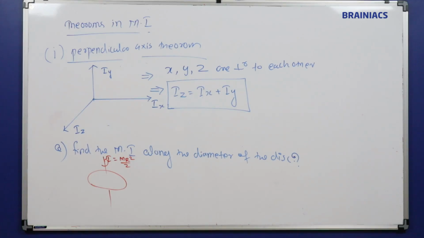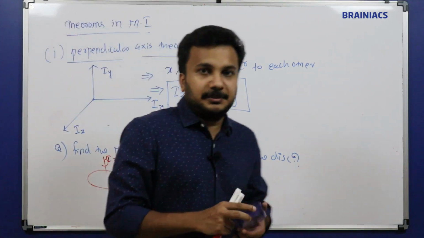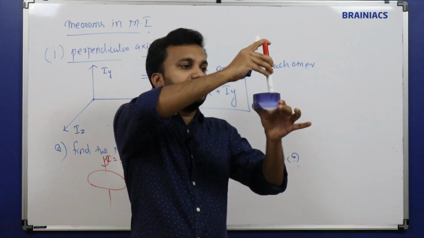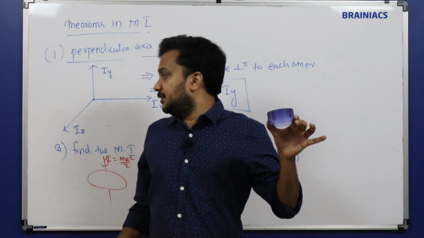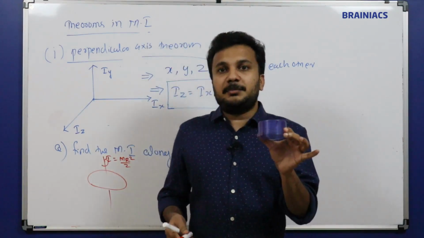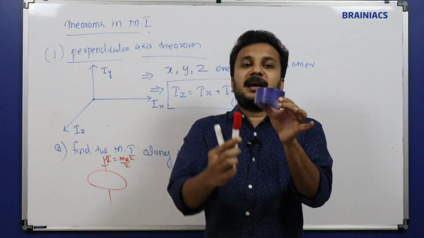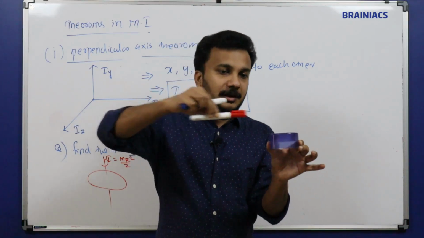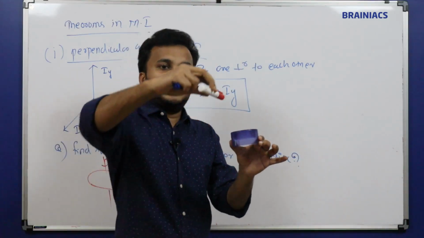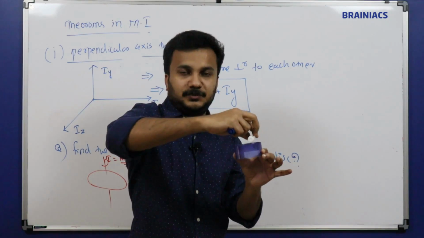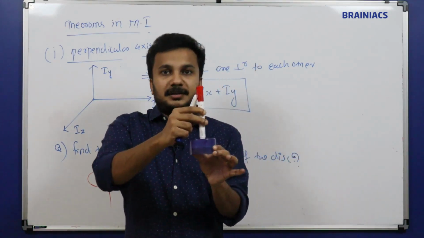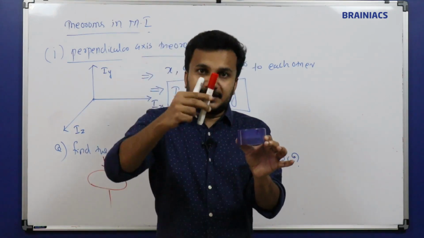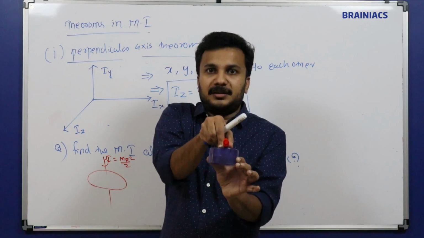Let me take my water bottle cap, so this will be a bit clearer. So disk means the axis passes through the center, along this line, and this is the moment of inertia MR square by 2. Now I am considering two axes, one along this direction and another along this direction, both passing through the center.